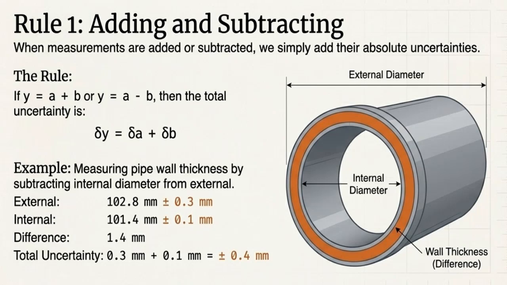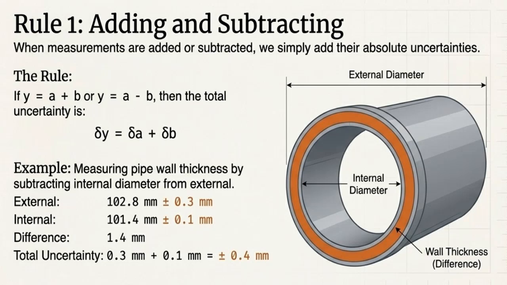To find the uncertainty when adding or subtracting measurements, we just add their absolute uncertainties together. For example, if you subtract the internal diameter of a pipe from its external diameter to find the wall thickness, you take the uncertainties from both measurements and add them. Here, the external diameter is 102.8 millimeters, with an uncertainty of plus or minus 0.3 millimeters, and the internal diameter is 101.4 millimeters, with an uncertainty of plus or minus 0.1 millimeters.